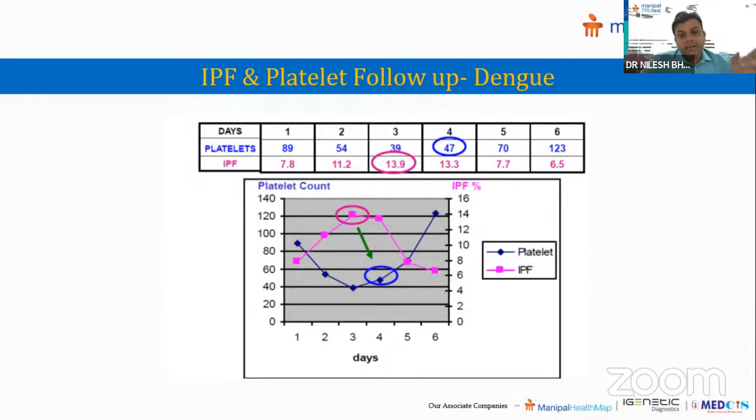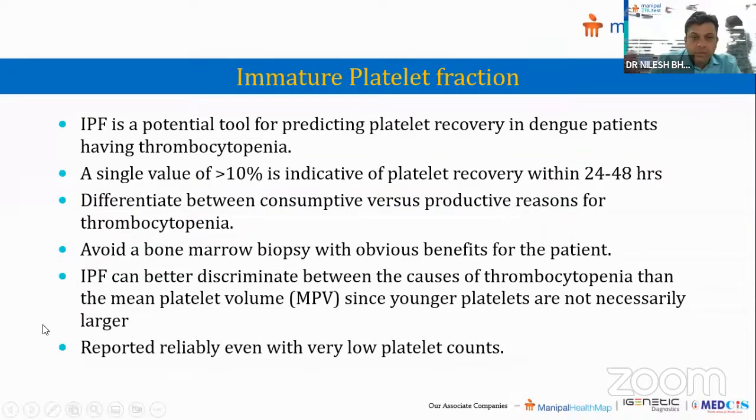You can see that at that time the IPF starts declining. Means definitely there is a correlation between the platelet count, what we are seeing in the peripheral blood, and IPF level, in particular monitoring the patients of dengue or any other viral infection. So why am I showing this example? Because this marker can be very well used to assess whether the patient needs the platelet transfusion or not.